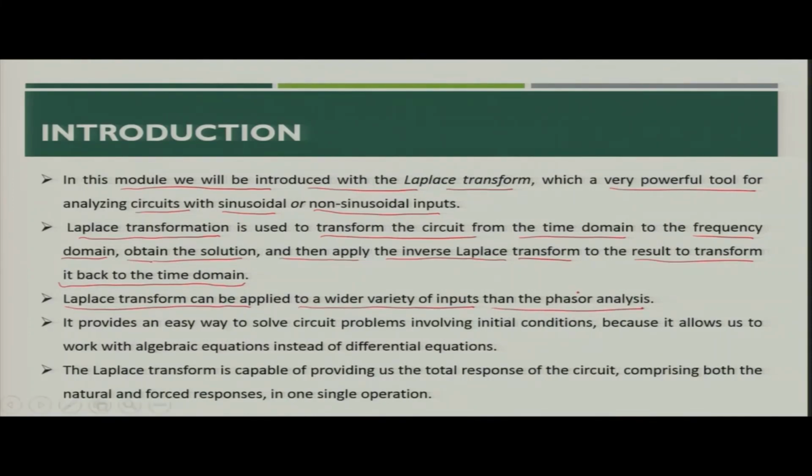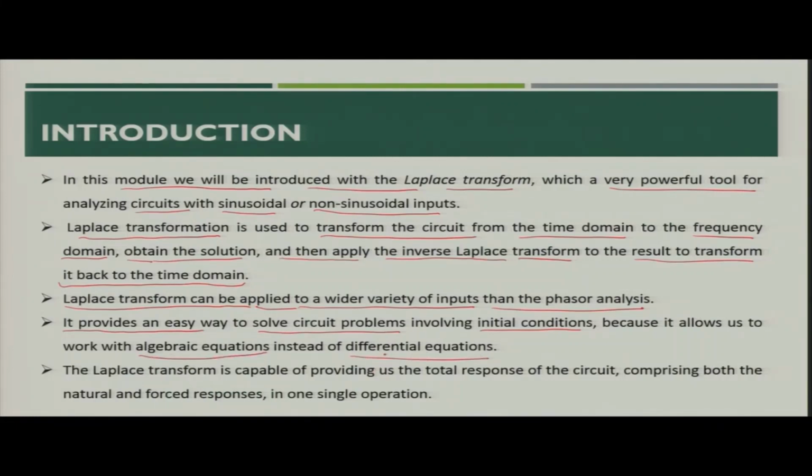So, in the initial lectures we discussed what a phasor is and how we solve the circuit with the help of phasor analysis. But phasor analysis has its own limitation because it cannot be applied to a very wide variety of inputs. That is why the Laplace transform is easier and more powerful than the phasor analysis in solving these types of circuits. It provides an easy way to solve circuit problems involving initial conditions, because it allows us to work with algebraic equations instead of differential equations.